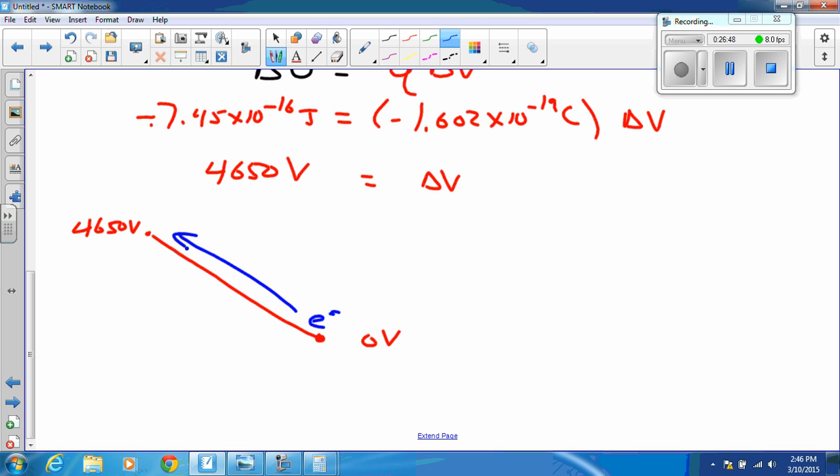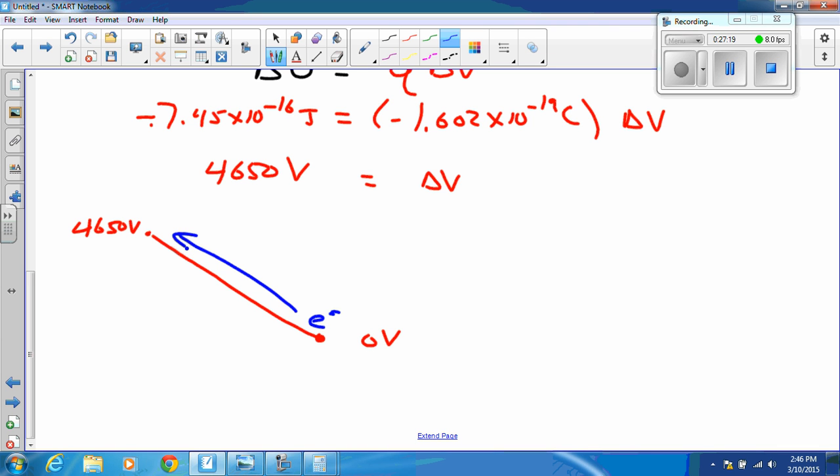But so why does it go from the 0? Well, because the 0 is lower than the 4650, and electrons go uphill. Is that the negative plate then? Yes, and so the positive plate has 4,650 volts higher relative to the negative plate. It's all about relative differences here. Well, what else would be affecting it? Nothing. We get to choose arbitrarily where 0 is.